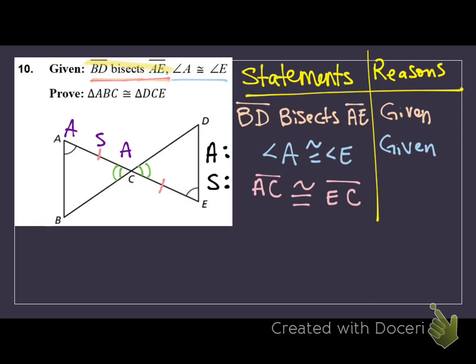And then that's because bisect means it's cut in half, right? So you can literally say, because of the definition of bisect, or you could say bisect means you can write out the definition. Bisect means you cut a segment in half.